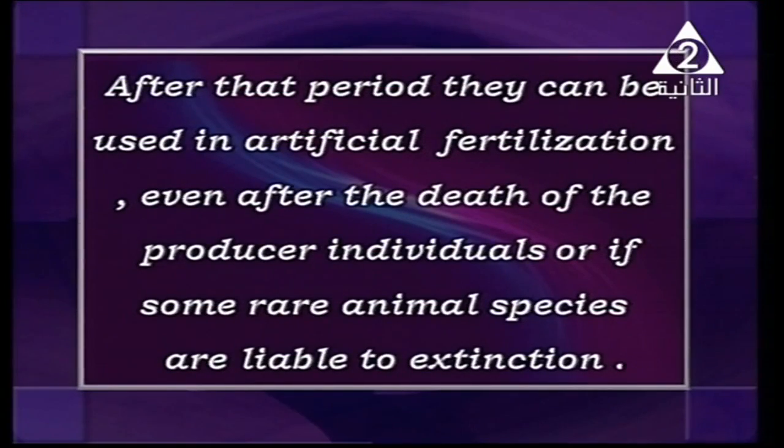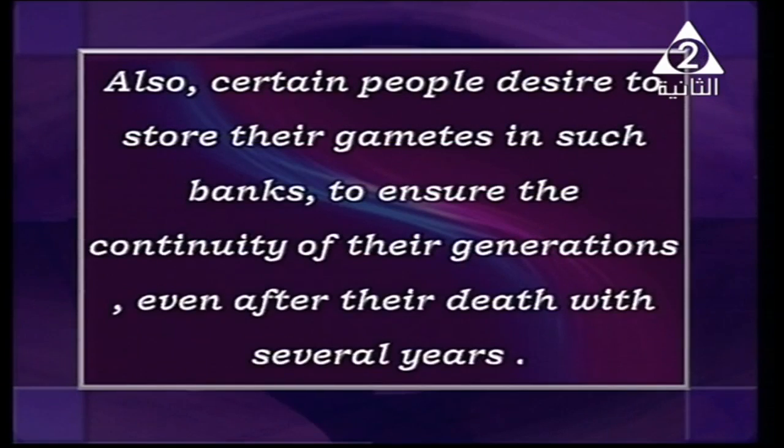After that period, they can be used in artificial fertilization, even after the death of the producer individuals, or if some rare animal species are liable to extinction, they may be dying out or disappearing. We can take the gametes from the gamete bank and do external fertilization as we studied, and get the extinct species again. Also, certain people desire to store their gametes in such banks to ensure the continuity of their generations even after their death, within several years. And that has started to happen in recent years in America and some European countries.